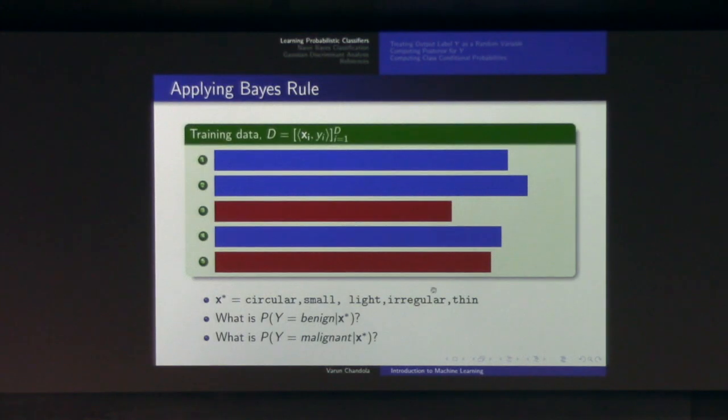So here's another example. Let's say in your training data, you have 3 malignant tumors and 2 benign tumors. And here comes a new tumor, and you have to find these probabilities.